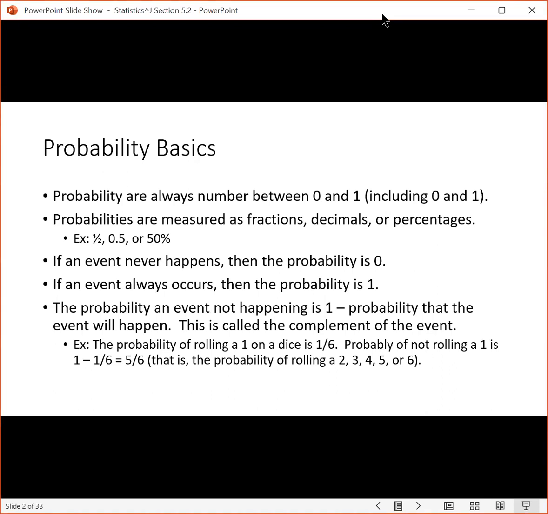The probability of an event not happening is 1 minus the probability that the event will happen. This is called the complement of the event. For example, the probability of rolling a 1 on a dice is 1 in 6, 1/6. The probability of not rolling a 1 is 1 minus 1/6, which equals 5/6. And that's the same as the probability of rolling a 2, 3, 4, 5, or 6. Again, the opposite of rolling a 1.